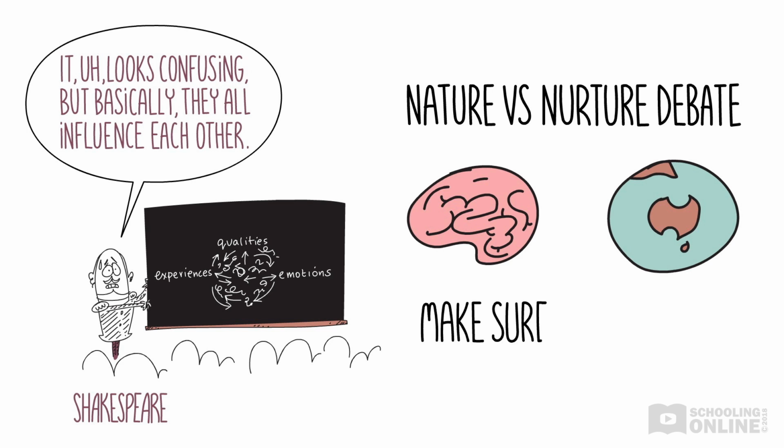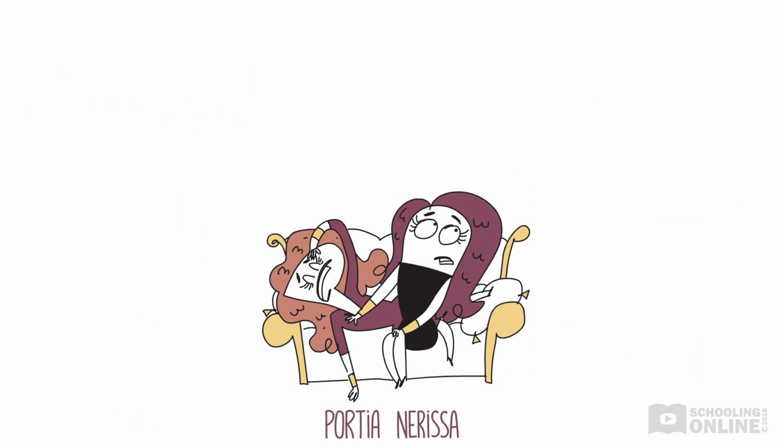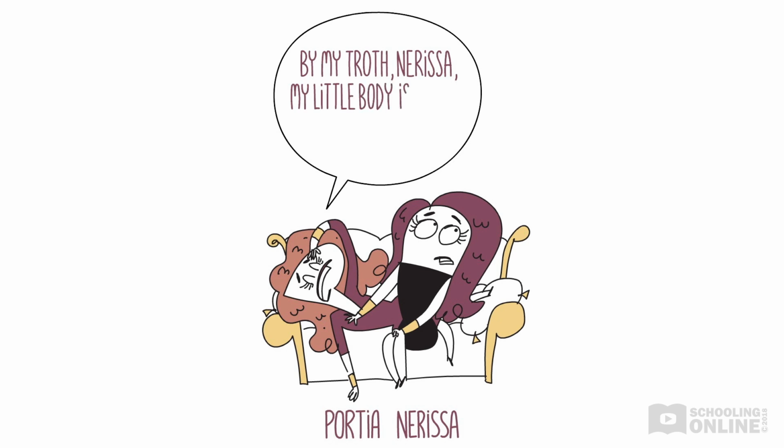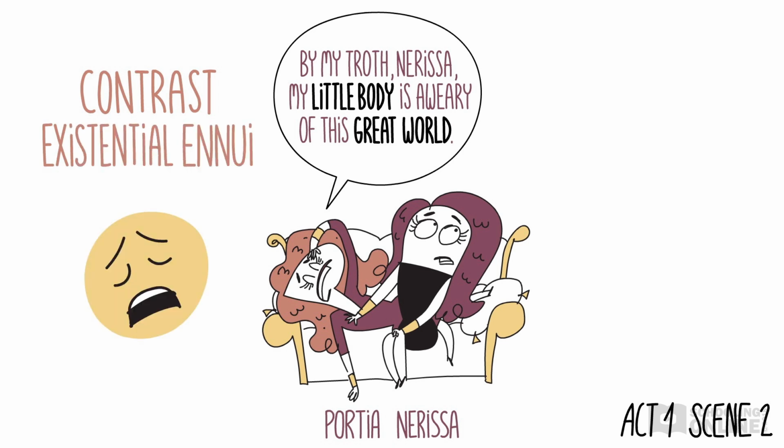To understand the interaction between experiences, qualities, and emotions in the play, you'll need a good grasp of Shakespeare's characters. Take Portia, for example. Her first line is, "By my troth, Nerissa, my little body is aweary of this great world." The contrast between her little body and the great world suggests an emotion of existential ennui. That's a sense of weary despair when contemplating the essential insignificance of your individual life.